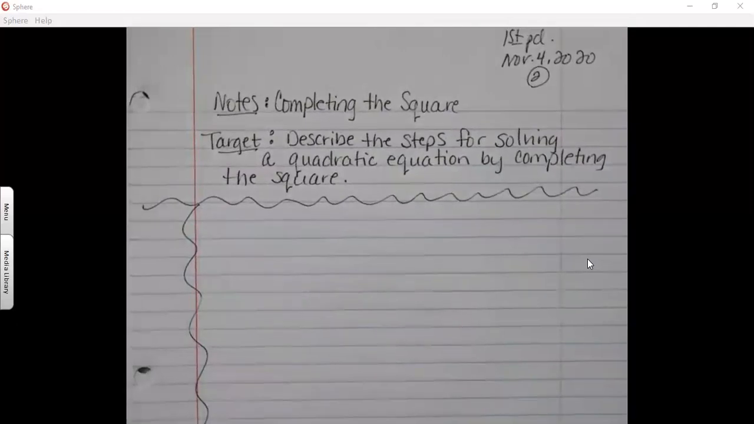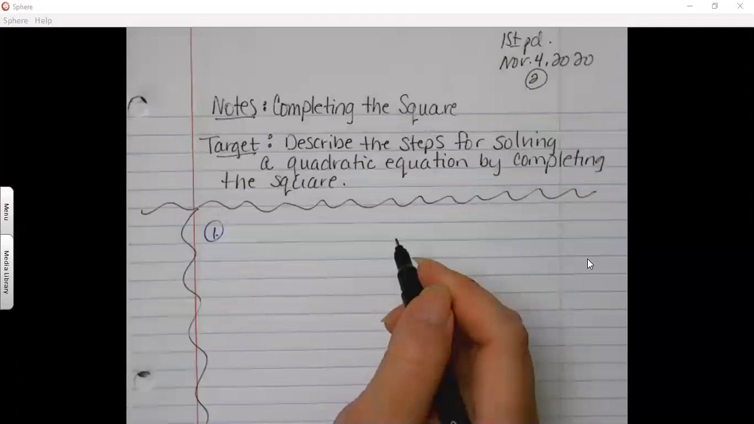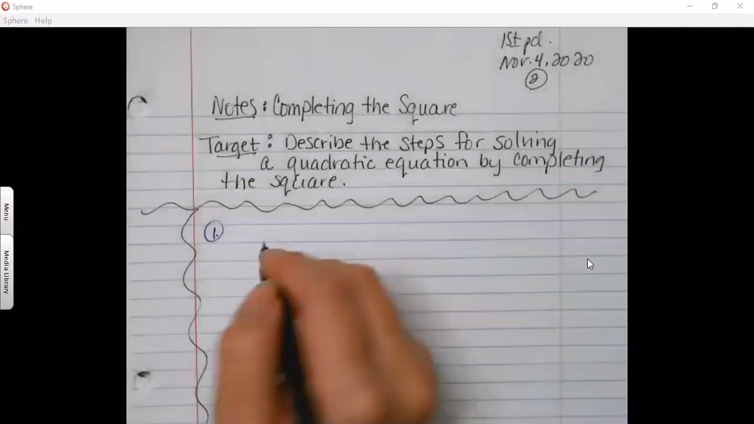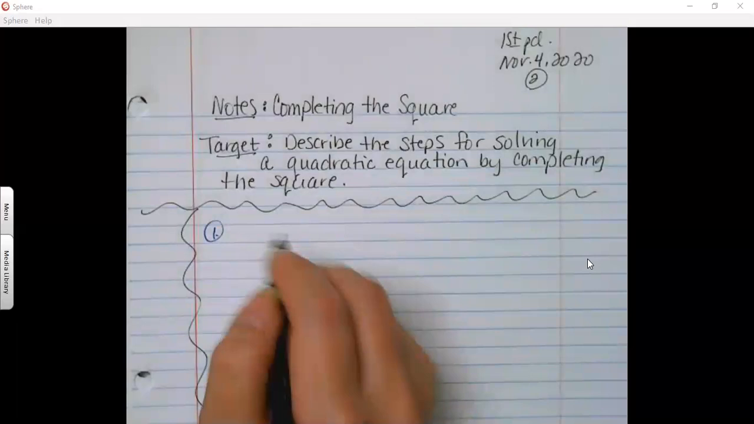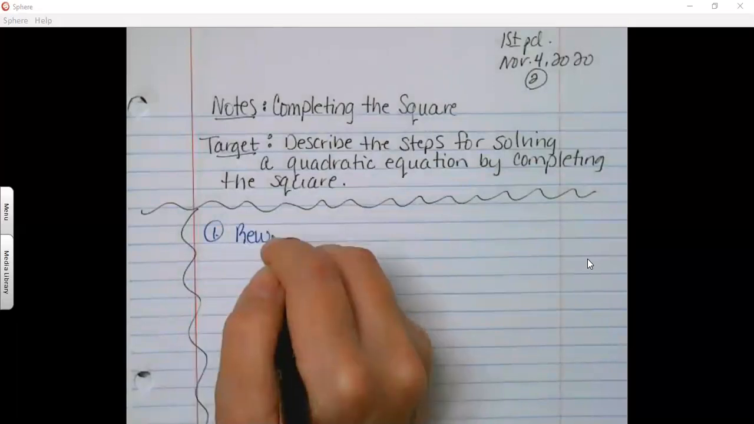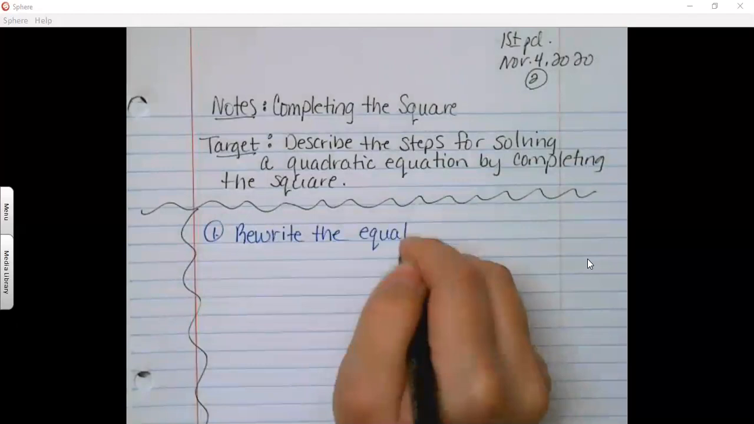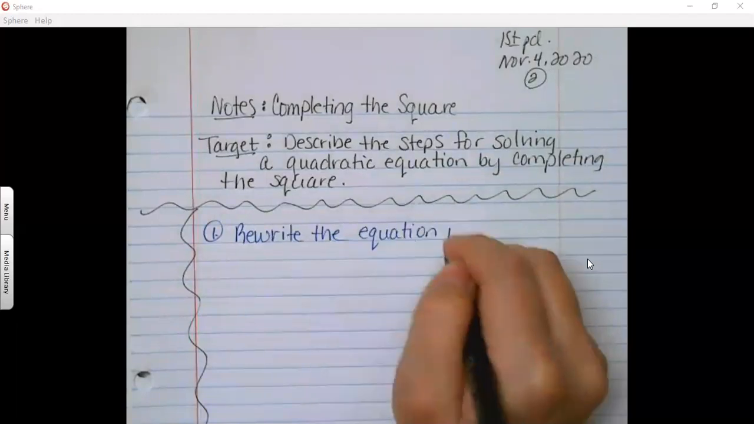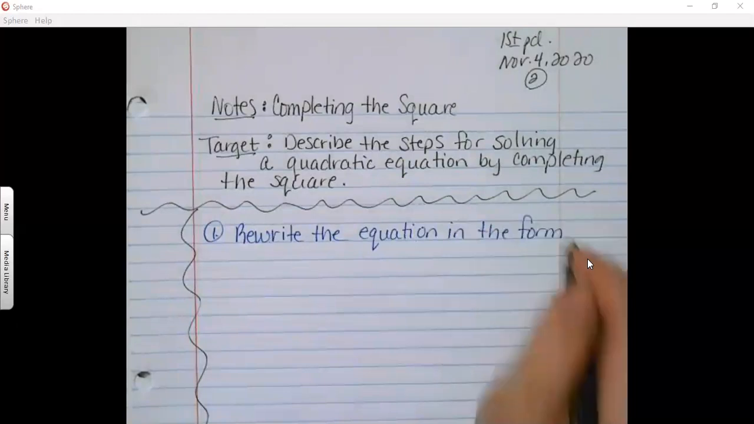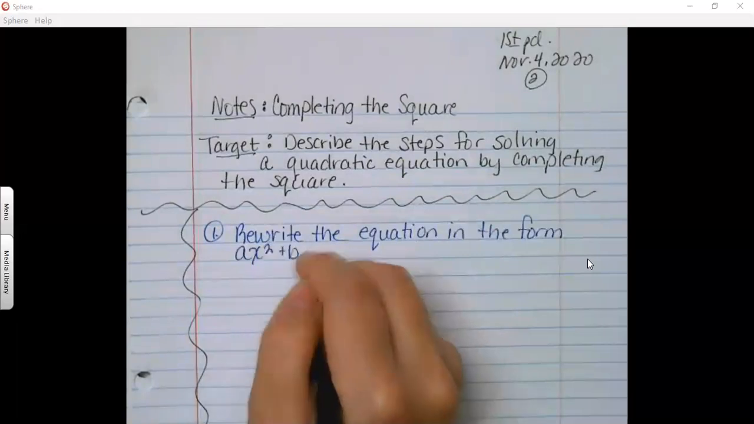All right, so step one: rewrite the equation in the form ax squared plus bx equals c. Rewrite the equation in the form ax squared plus bx equals c.